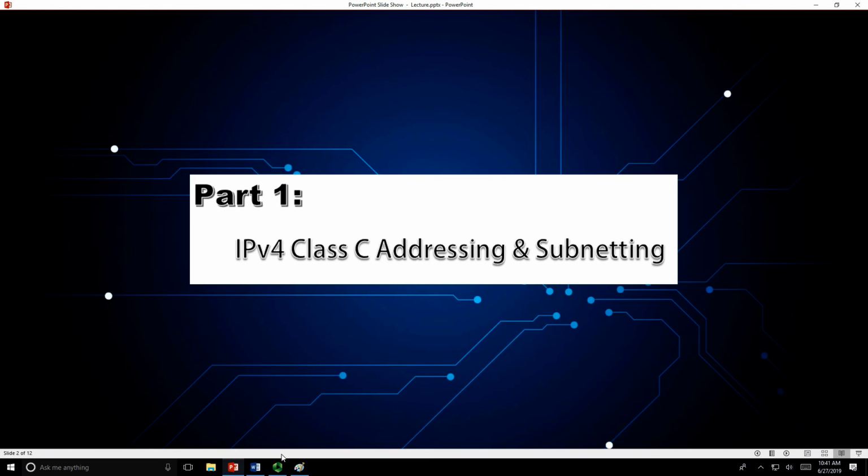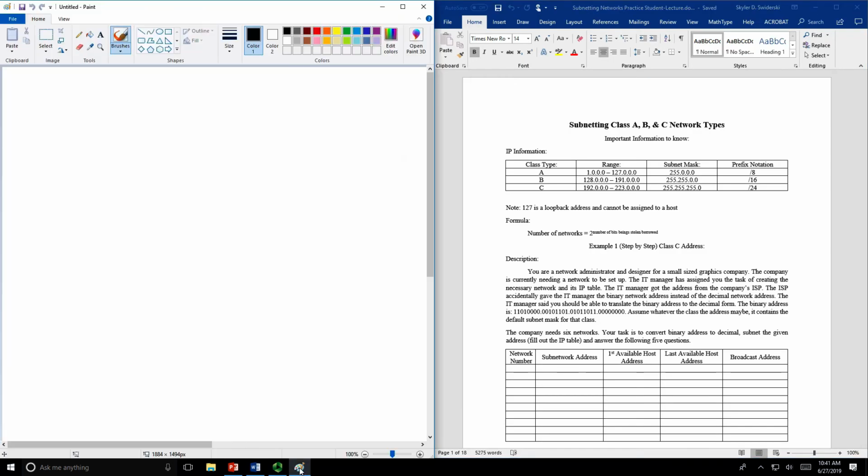IPv4 Class C addressing and subnetting. Please make sure that you have the Subnetting Network Practice document up for reference. In the document, looking at the top section, it goes over the IP information table and its formula. In the IP table, it goes over class type, ranges, subnet mask, and its prefix notation.